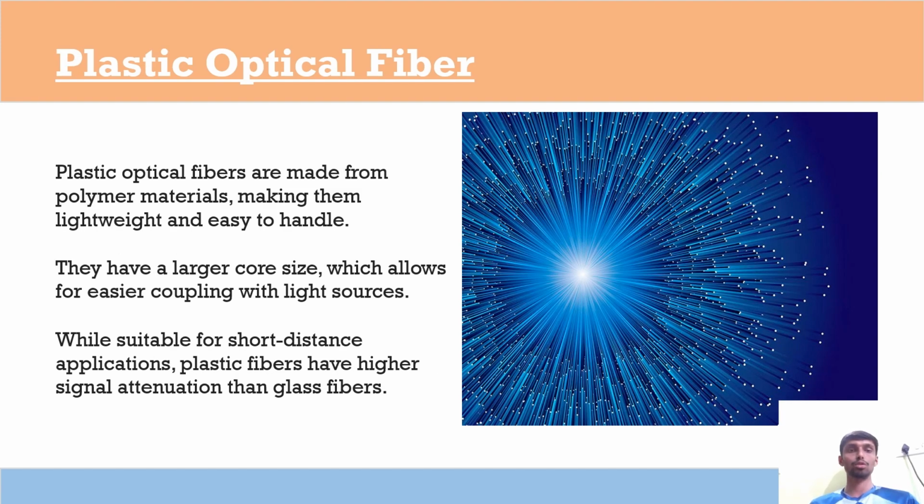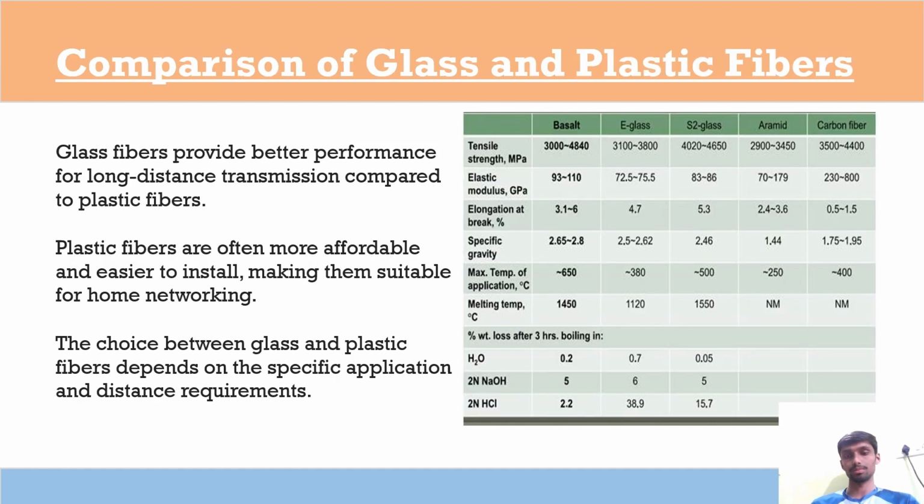And coming to the plastic optical fibers, they are made from polymer materials, making them lightweight and easy to handle. They have a larger core size, which allows for easy coupling with the light source, and they are suitable for short distance applications. Plastic optical fibers have higher signal attenuation than glass fiber.